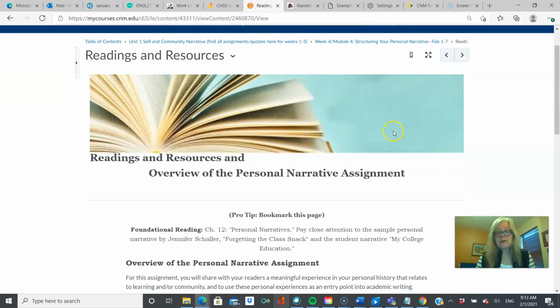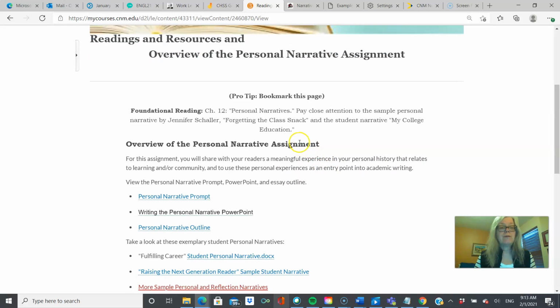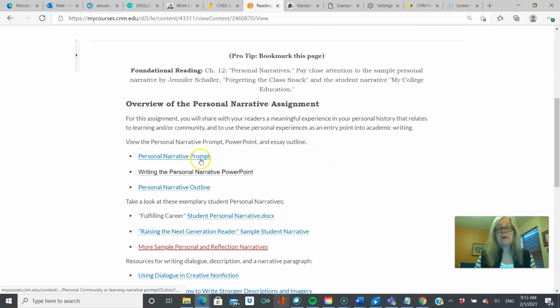Your readings and resources. Always chapter 12. Just return to that regularly. We're going to talk about Jennifer Schauler's "Forgetting the Class Snack." And if we get to it, "My College Education," the 2 sample essays inside that chapter. We'll be talking about that in the workshop. Please take another look at the narrative prompt. This is a PowerPoint that'll walk you through the structure. And here is a personal narrative outline that'll also help you as you're drafting and crafting your narrative.